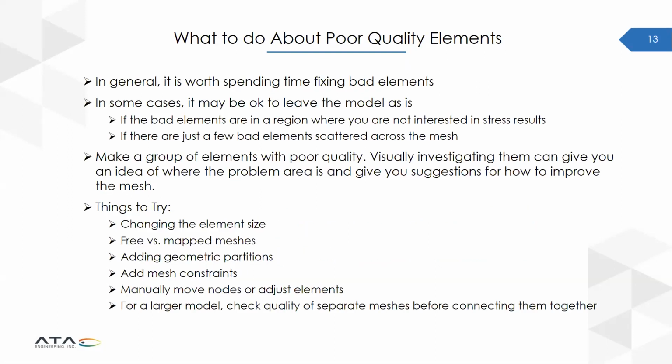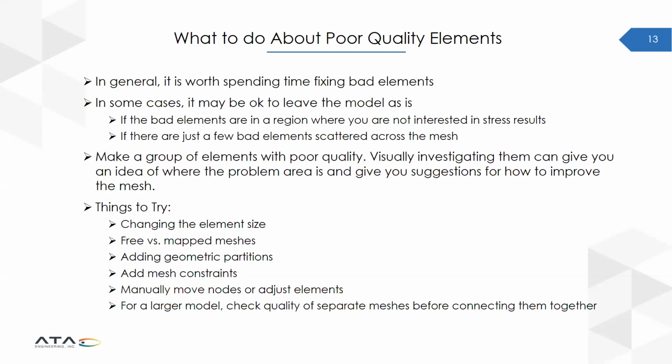Okay, so what can we do about poor quality elements, assuming that your mesh isn't perfect? In general, it's worth spending time fixing bad elements, but in some cases, it might also be okay to leave the model as is, if the bad elements are in a region that you may not be interested in for stress results, or if there are just a few bad elements scattered across the mesh. A good general practice is to make a group of elements with poor quality. Visually investigating these elements can give you an idea of where the problem area is and give you suggestions on how to improve things.